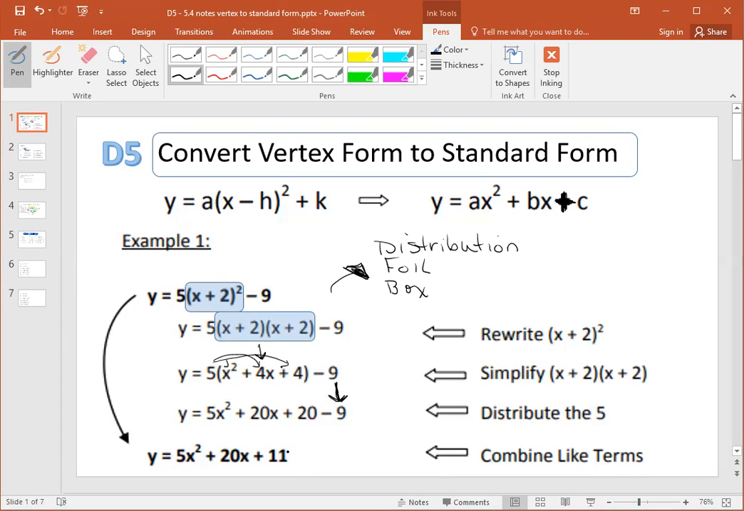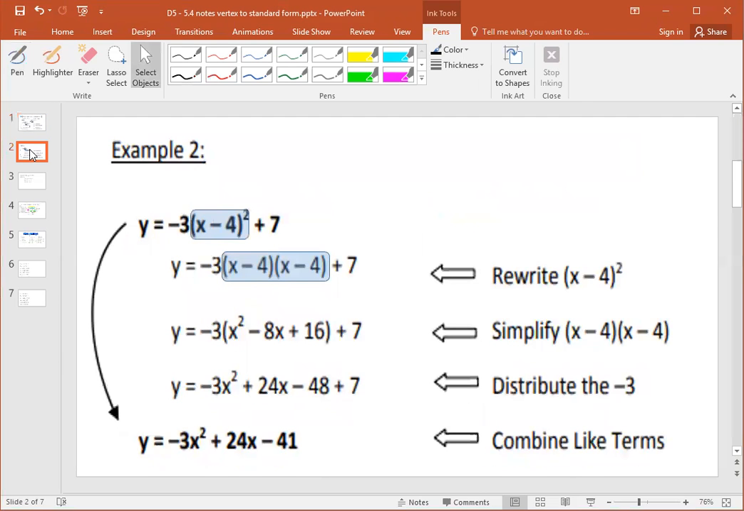So when we're converting from vertex form to standard form, the first thing is we have to rewrite it as a binomial multiplication, and then proceed down through our steps. Okay, so here's another example. Here we have -3 times the quantity x minus 4 squared plus 7.